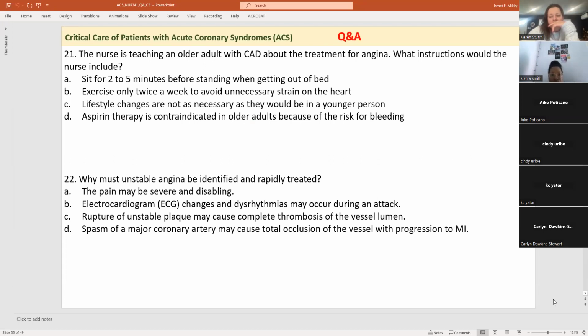21. I'm sorry, Professor, what was 19? Yeah, 19 is captopril, the ACE inhibitor. Okay, thank you. Yeah, 21.